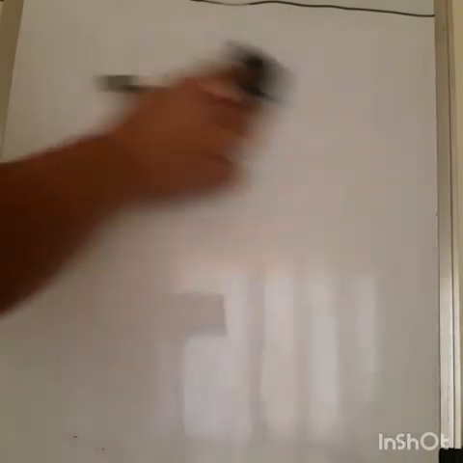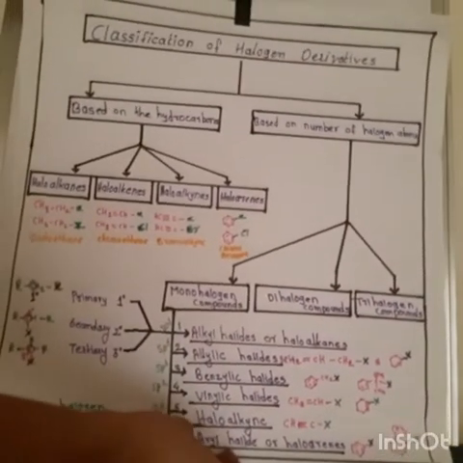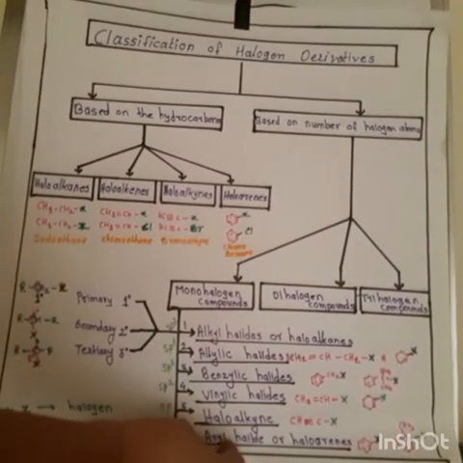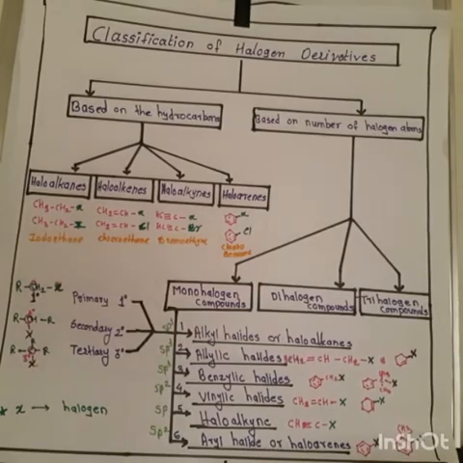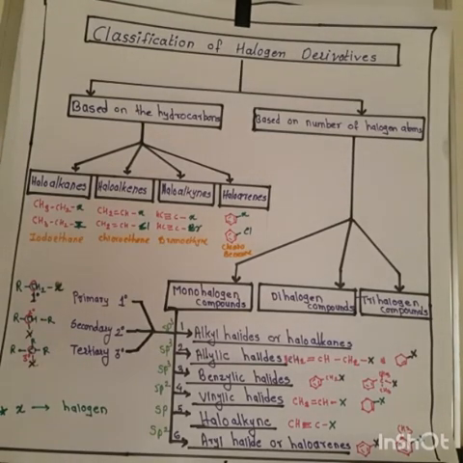So whenever there is a classification of any compound or any topic, we can make a chart of that classification so that we can easily remember all the terms in that. So I have prepared one chart. I suggest all the students should prepare the chart and study the classification of halogen derivatives. So this is the chart of halogen derivatives.